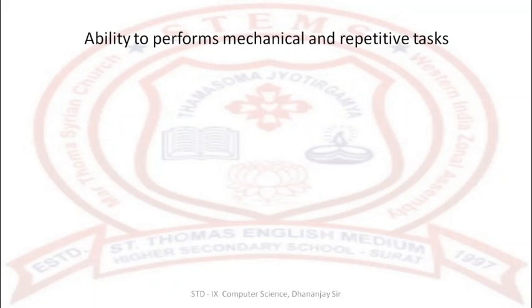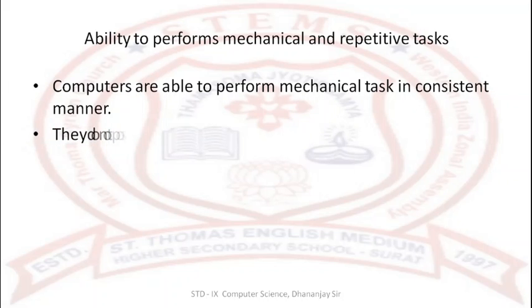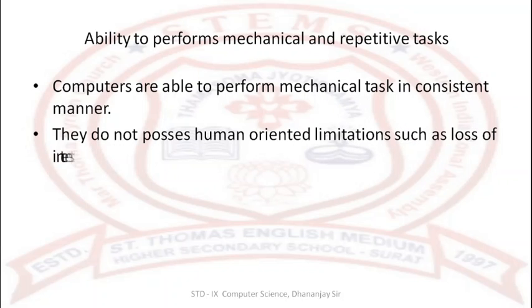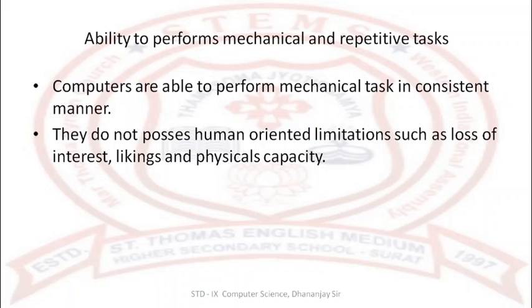Ability to perform mechanical and repetitive tasks. Computers are able to perform mechanical tasks in a consistent manner. They do not possess human-oriented limitations such as loss of interest, likings, and physical capacity. As we know, the human body has a nature. If we do a task for a long time, we will get tired. We will make mistakes because the body will not support the work, because we will lose concentration. But it is not like that with the computer. Computer can do the work for a long time in a consistent manner without making mistakes.